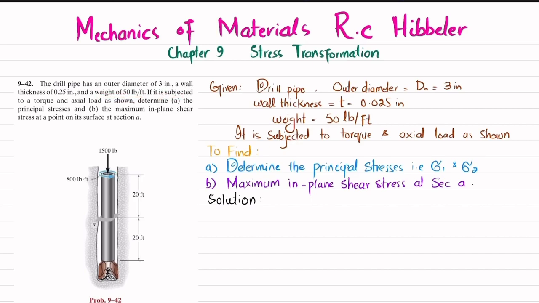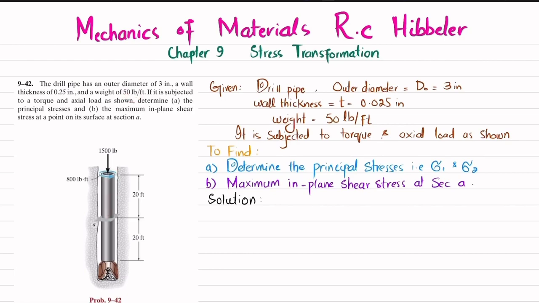If it is subjected to torque and axial load as shown, determine the principal stresses and the maximum in-plane shear stress at a point on its surface at section AA. So you can see this is a drill pipe that is subjected to axial load as well as this torque, and you have to find the principal stresses and maximum in-plane shear at this section AA. This pipe has a weight of 50 pounds per feet that will act downward.